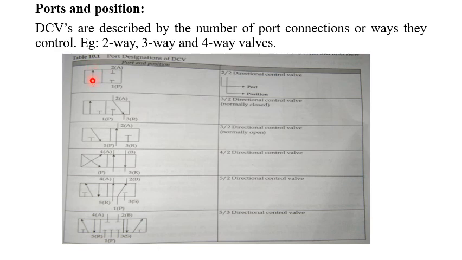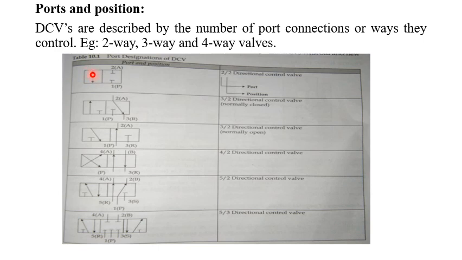So first we need to say how many ports it has. Two ways means two ways: on one side the fluid will come in and on one side it will go out, so it has two ports, the input and the output. This also works in reverse. It's not that you can only flow from top to down; the flow can take place from bottom to up also, right?